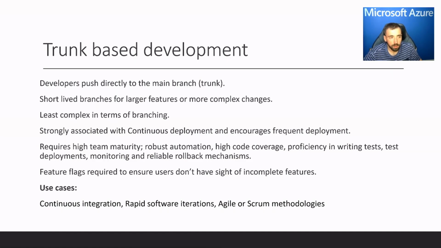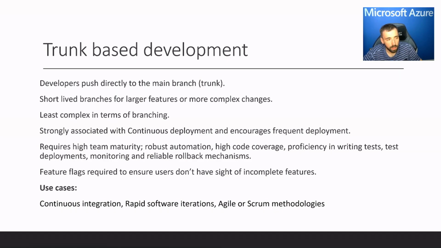It does require high team maturity, robust automation, high code coverage for unit tests, proficiency in writing unit tests, and a good culture, good discipline around writing comprehensive unit tests for the changes that we're making, because they're going to be key. If we're modifying the production code in the main branch directly, we're really relying on robust automation and testing to mitigate issues that could happen and get quickly applied to production. Reliable rollback mechanisms as well.